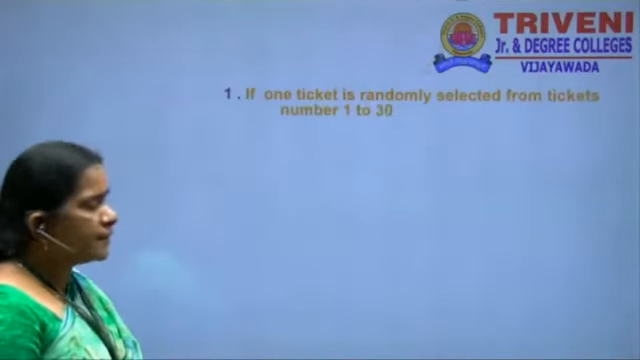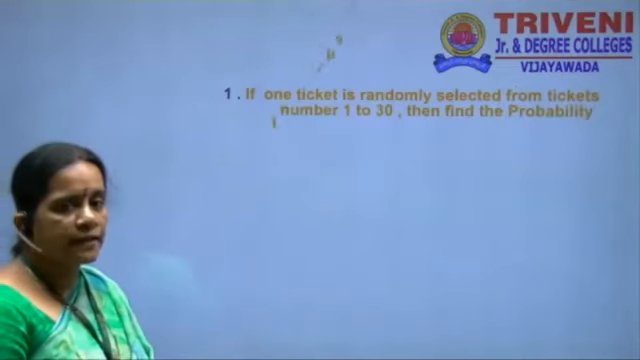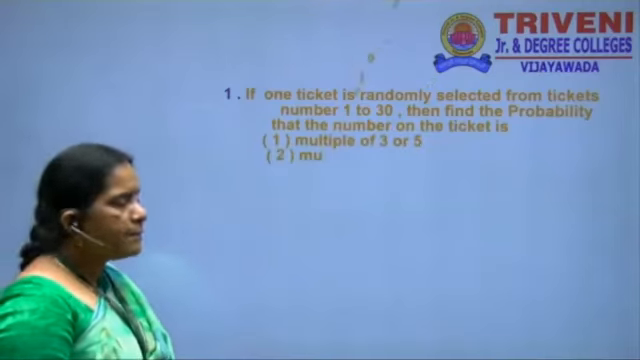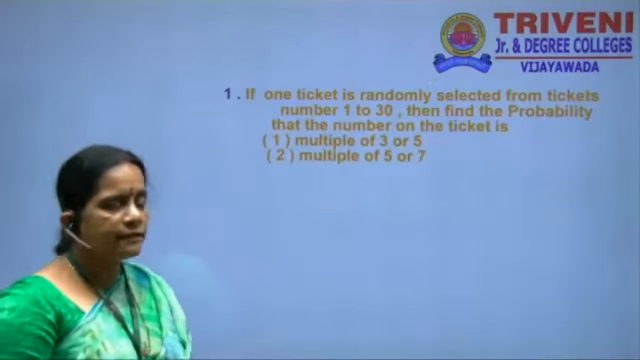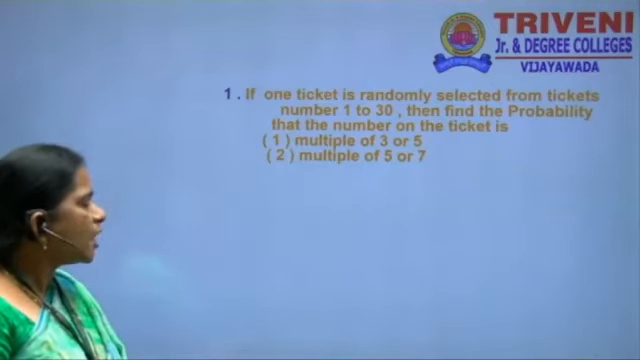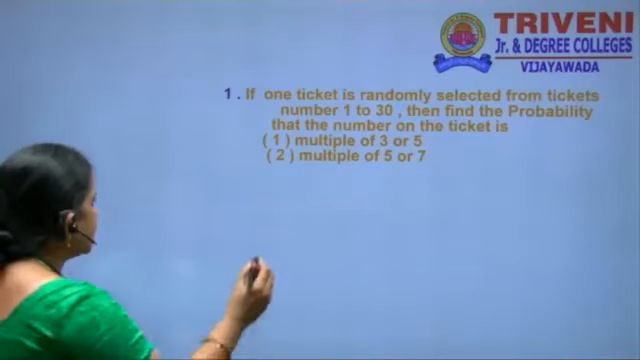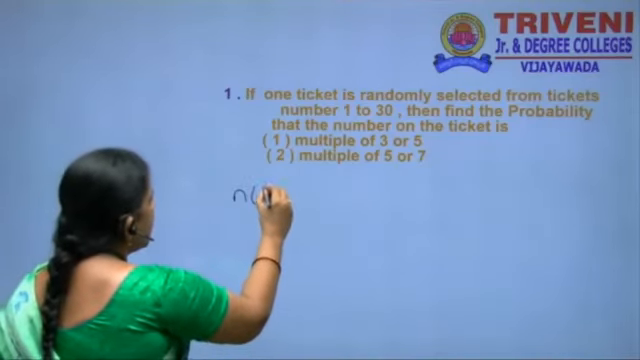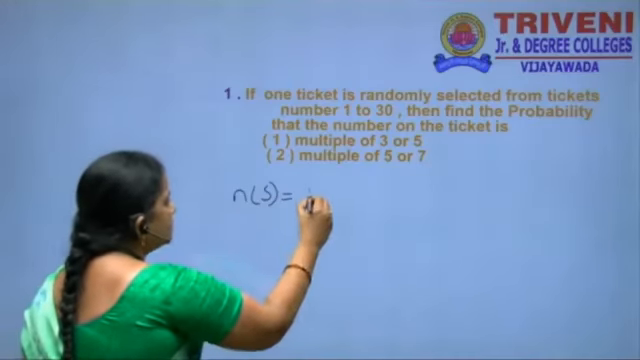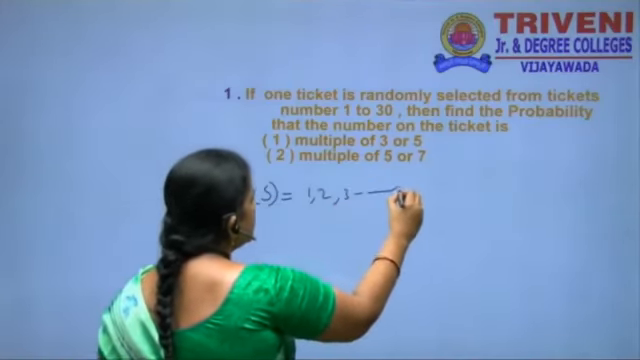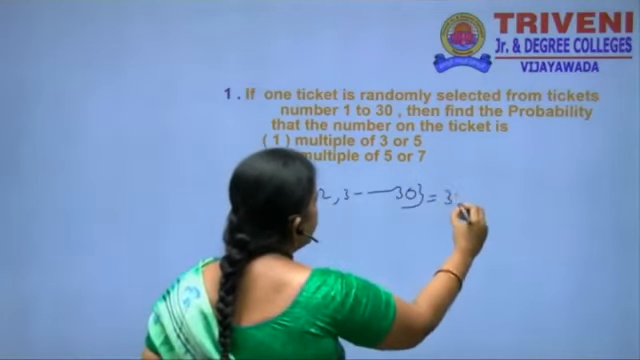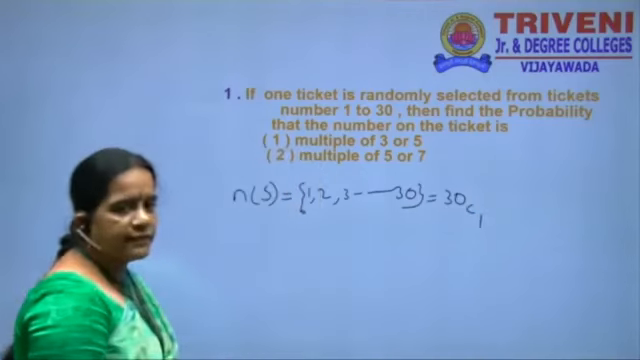Suppose tickets numbered 1 to 30 are there. We have to select one ticket. Find the probability that the number on the ticket is, first case, a multiple of 3 or 5. Second, a multiple of 5 or 7. Here N of S is equal to, how many tickets are there? 1 to 30, that is 1, 2, 3 and so on up to 30. We have to take one ticket, that is 30C1.